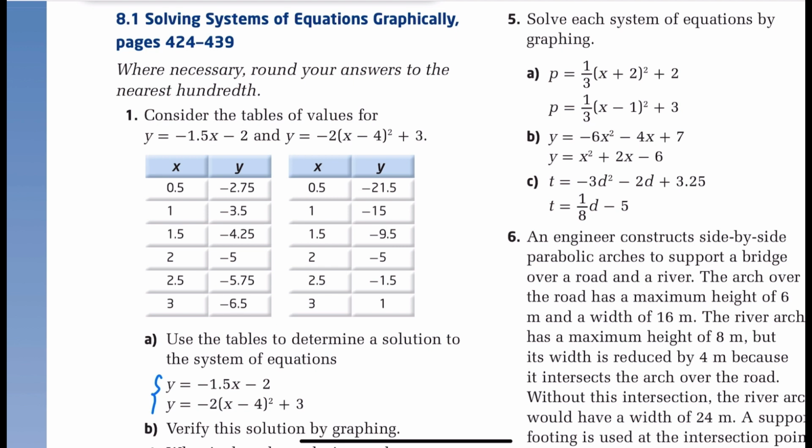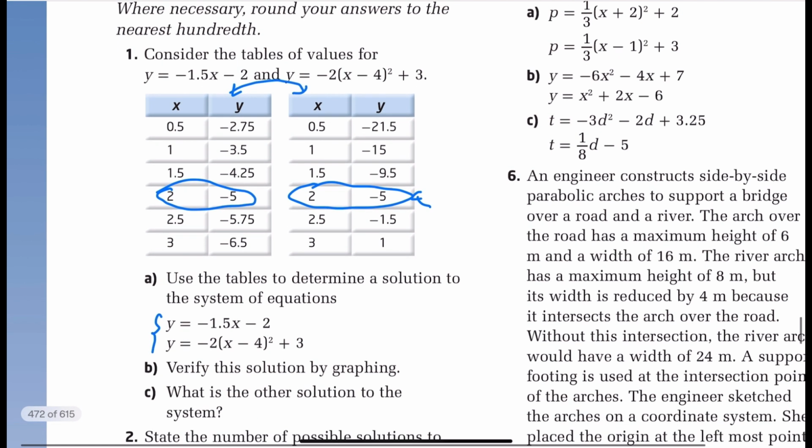In this question, the only thing you need to look for is where you have similarity between these two tables. The only row that has similarity: we have 0.5, no, 1, no, 1.5, no, 2, yes. You can see this one is similar to this one. So this is the answer for this question. We can go further and look if there is another one. No, there's just one. Perfect.